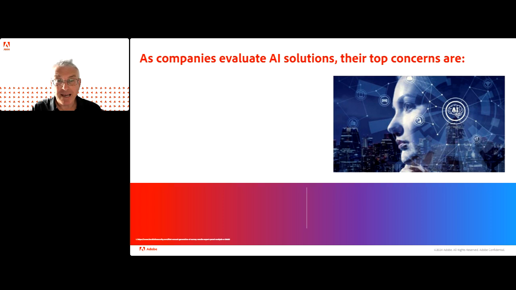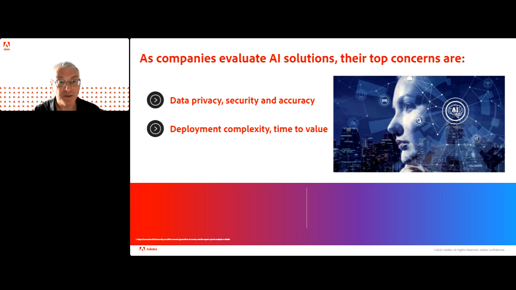Now, as you evaluate AI solutions, along with the promise, there are some big questions. We looked at a report by bankinfosecurity.com, and the link's in the bottom left-hand corner of the slide. There are 3 main concerns. The first concern is data privacy, security, and accuracy. The second major concern is deployment complexity. And the third major concern is cost and ROI.